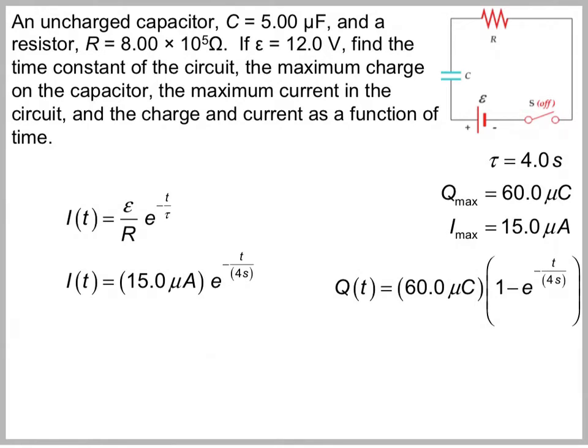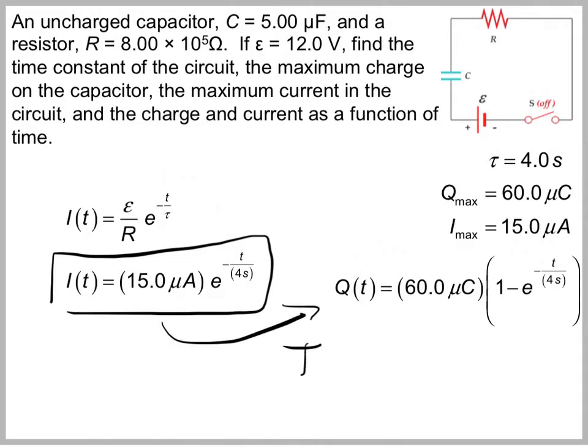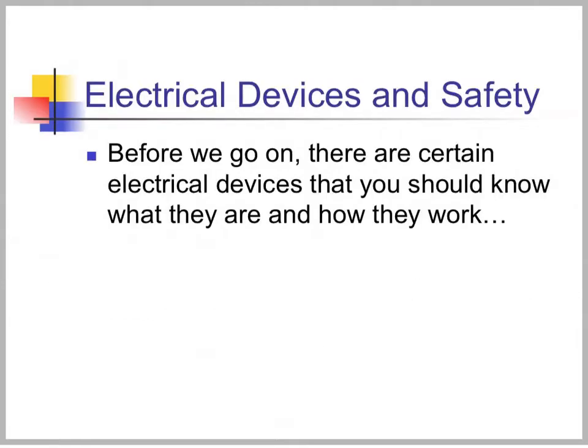Current is very similar. I is equal to Imax e to the minus t over tau. So we plug that in. I is equal to 15 microamps times e to the minus t over 4. Notice that this is exactly dq dt.